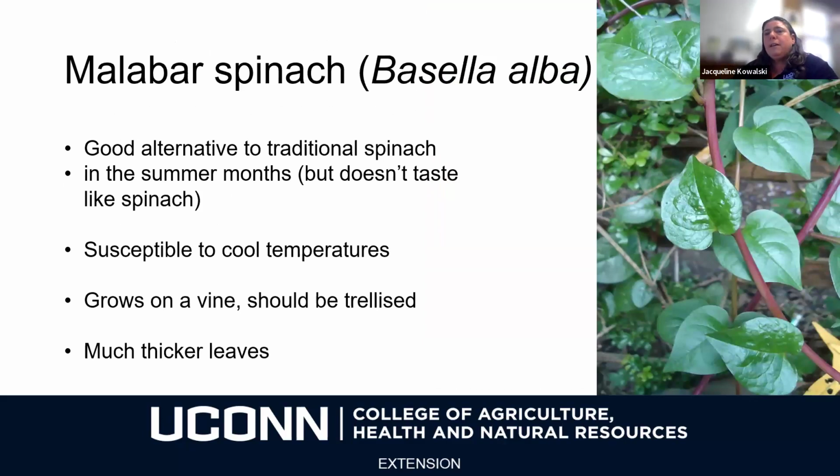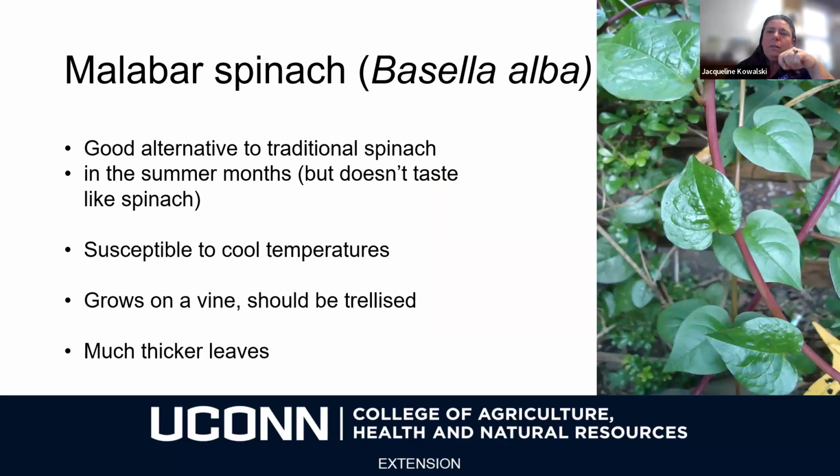Malabar spinach is also one that's very easily grown and also can be a very nice and attractive landscape plant. It can be a good alternative to traditional spinach in the summer months, but it does not taste like spinach whatsoever. It will die off as soon as the temperature starts to become colder again. It grows on a vine. It should be trellised, and the leaves themselves are much thicker. But I find that they do have drought tolerance.